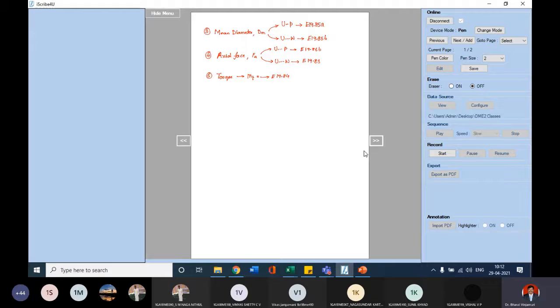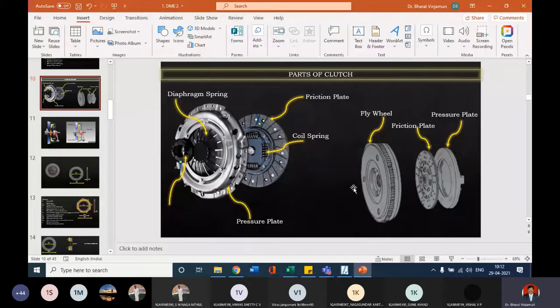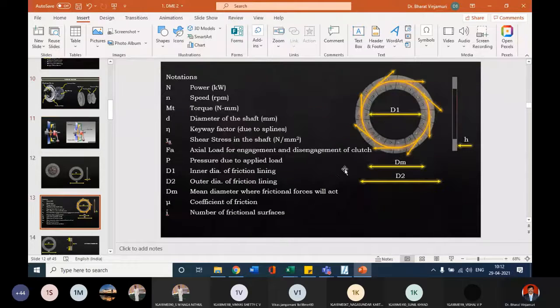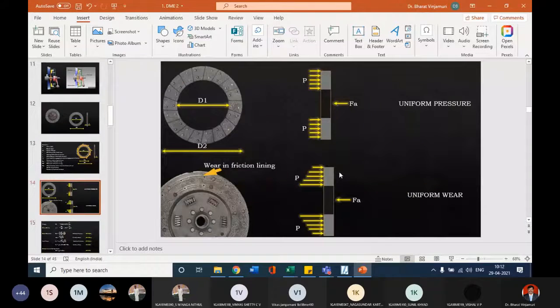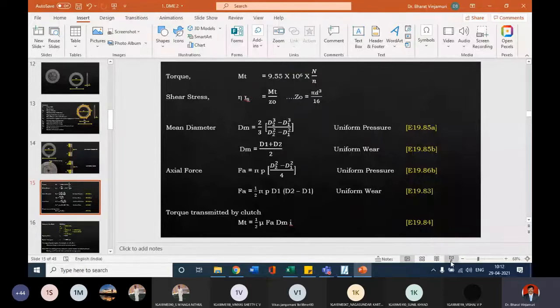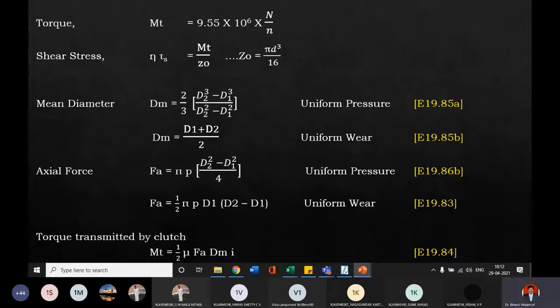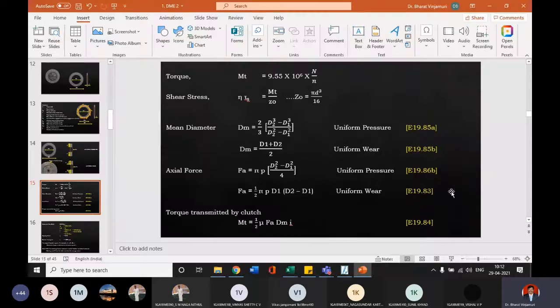Let me show these equations for you once again. These are the equations from the last class. If you observe here, these are the equations we will be using.